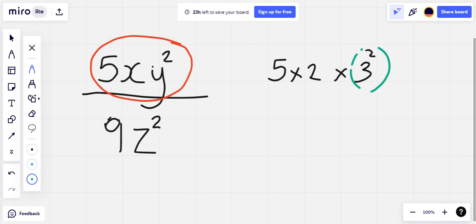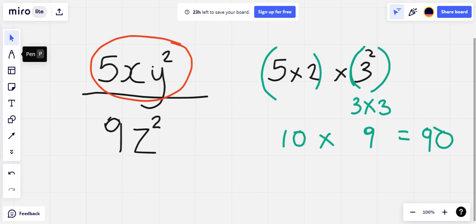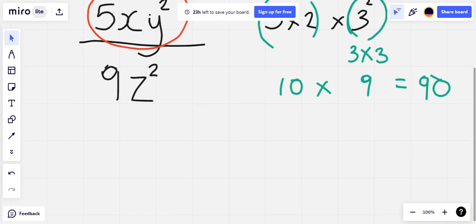So let's solve our exponent first. So 3 squared, which is 3 multiplied by 3, and that's going to give us 9. Now we have this part here, which is 5 times 2, which is 10. So we have 10 multiplied by 9, which is going to equal 90. All right. So we just solved the top part. Let us do the bottom part now.